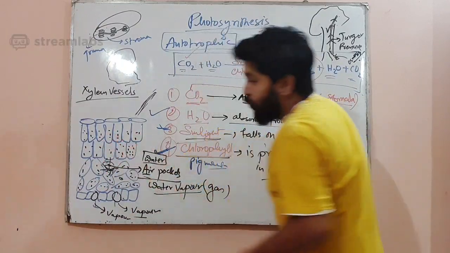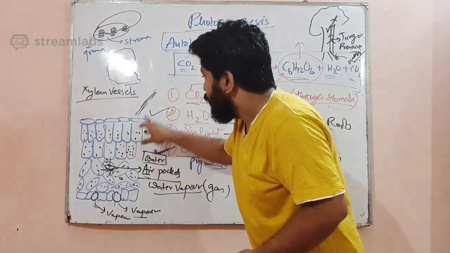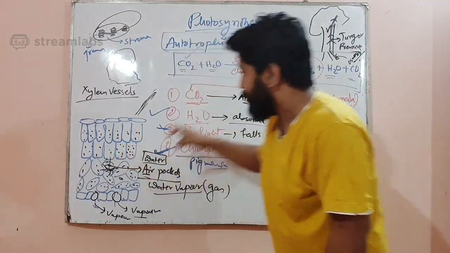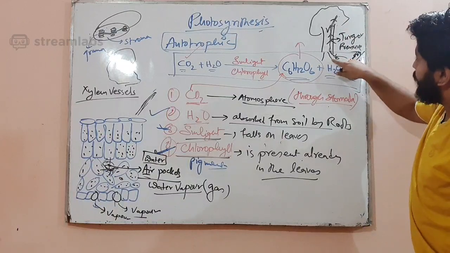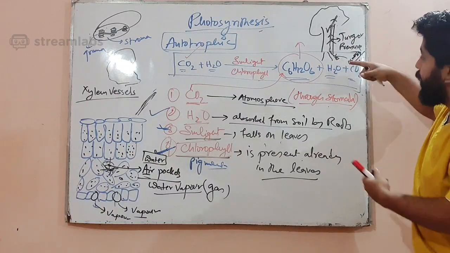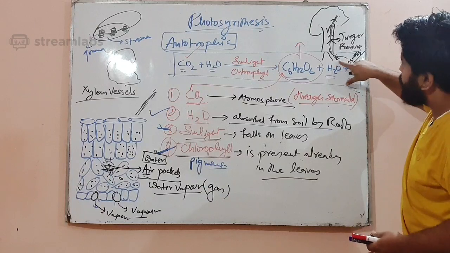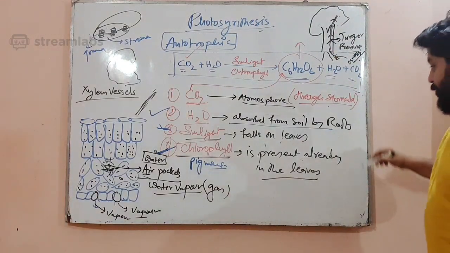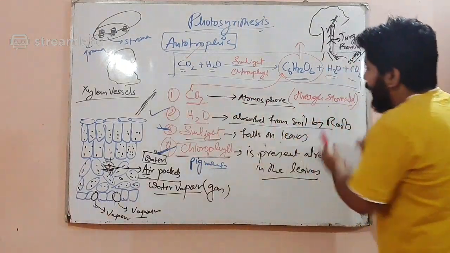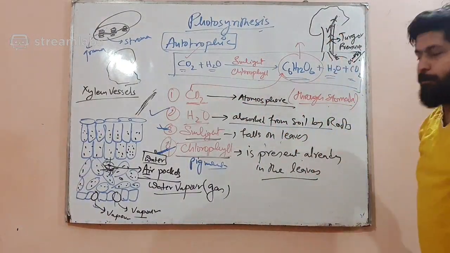And the cells cannot tolerate the lack of water, so they take water from the xylem. And the xylem in turn feels a force which allows the osmotic pressure to develop. Due to that osmotic pressure, the water moves up. I hope you have understood this part, that in this way, H2O goes up.